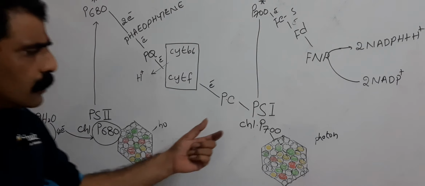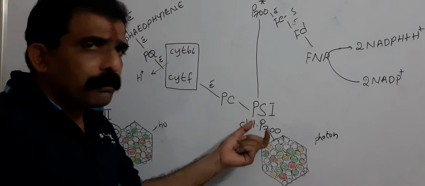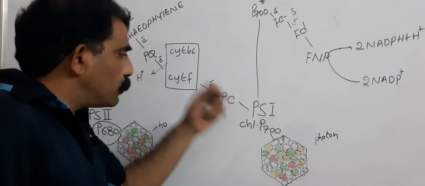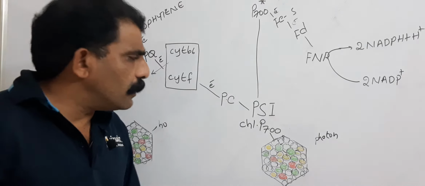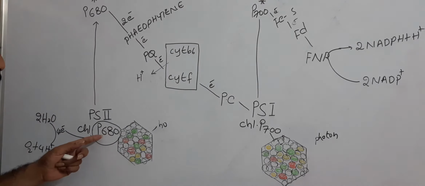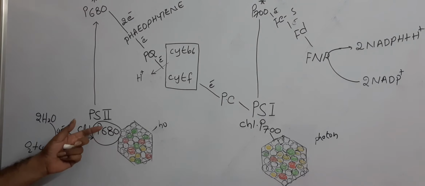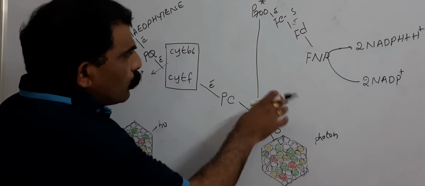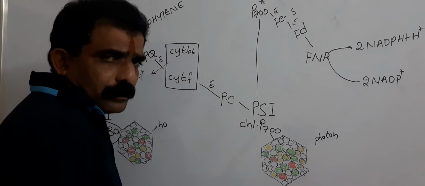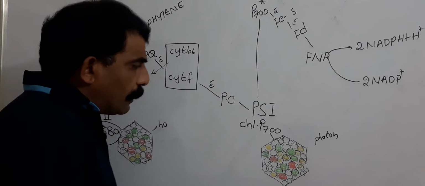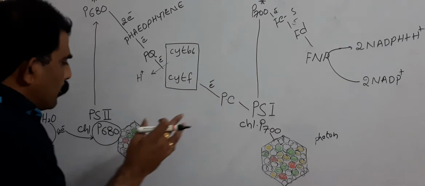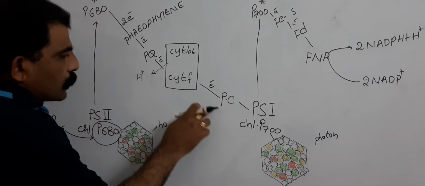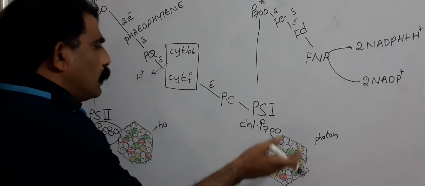Like this, the electrons which are ejected from the reaction center P700 finally transfer to the NADP. They are not cycled back to the P700. Likewise, the electrons which are released from the P680 reaction center also transfer to the PS1. Here the electrons are removed and finally added to the NADP. Here electron deficiency is created. That electron deficiency is fulfilled by the electrons from P680. So P680 donates electrons to fulfill the electron deficiency in P700.